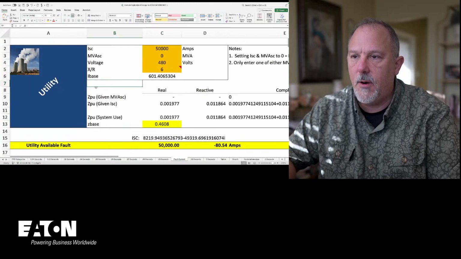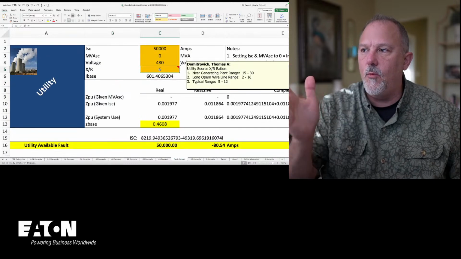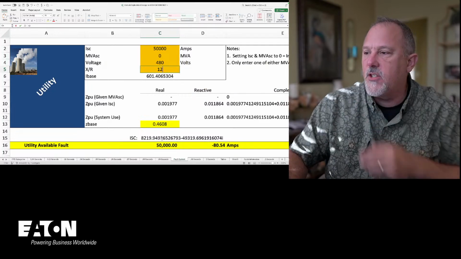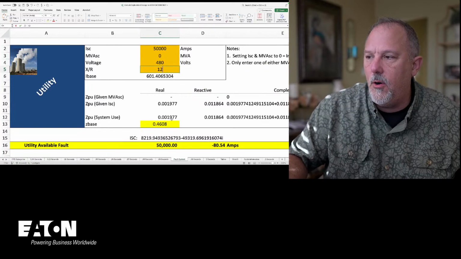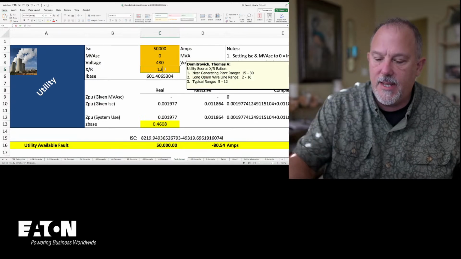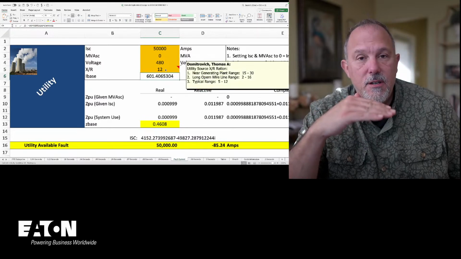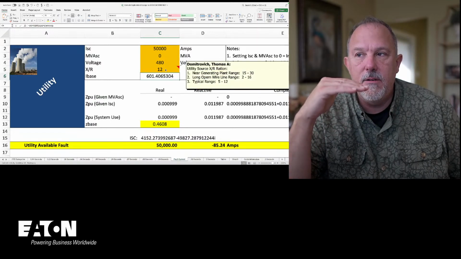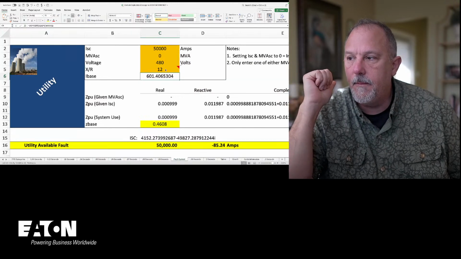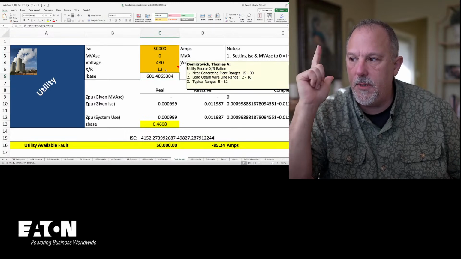All right, let's take a look at what happens if I take this to 12. Let's watch the impedance, 0.01977, 0.011864. I'm going to take that to 12. It reduced my source impedance. So that means my fault currents, my I short circuit values, will go up.